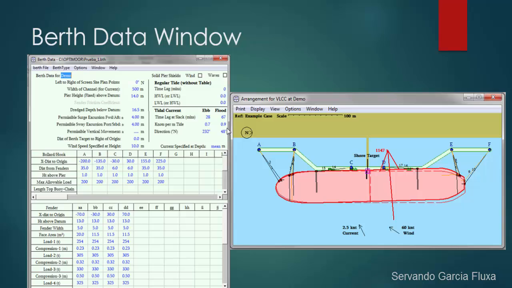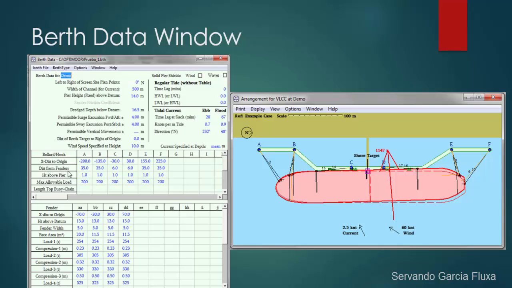in ebb and in flood. Also, there is something here called time lag at slack. That means that OPTIMOOR is asking you what the delay is between when the maximum current velocity happens and the maximum tide, or the highest tide or the lowest tide level. This is a complicated parameter that, if you haven't performed a survey to measure it, is going to be a little bit tricky to fill, but it is what it is.